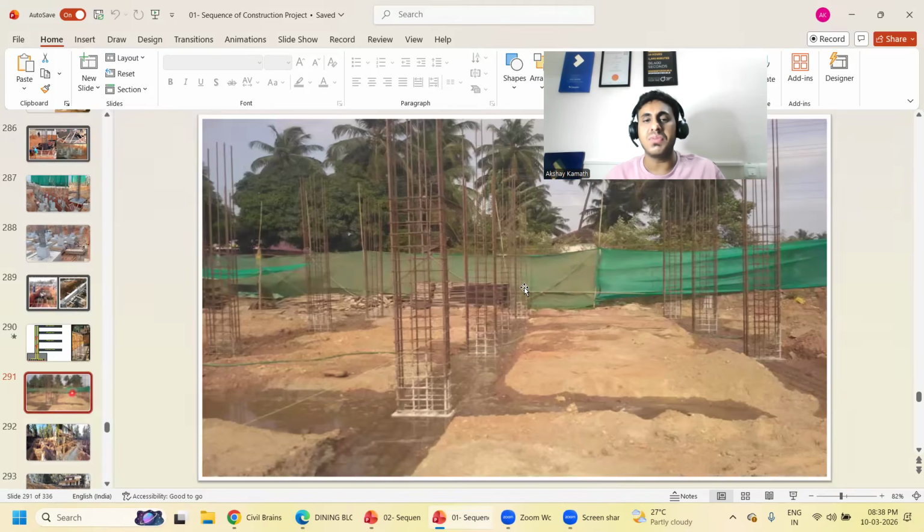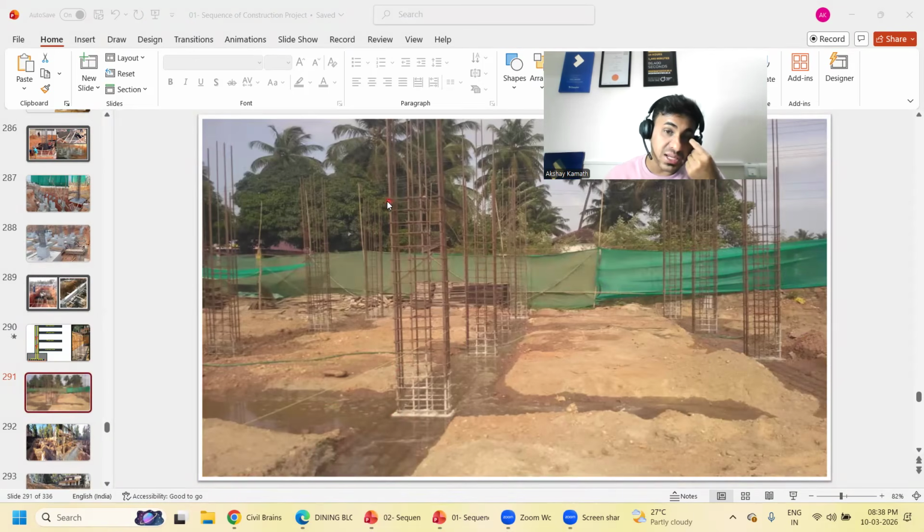Same thing, if you see here, they have not done it correctly because this is the bottom of your PCC. Let's say your plinth beam will come somewhere here. So exactly at the center, I should have done the lapping here. So that is the thing they have mentioned here.